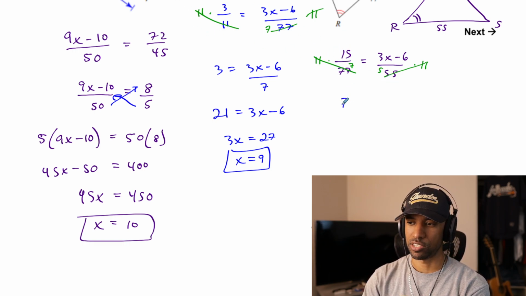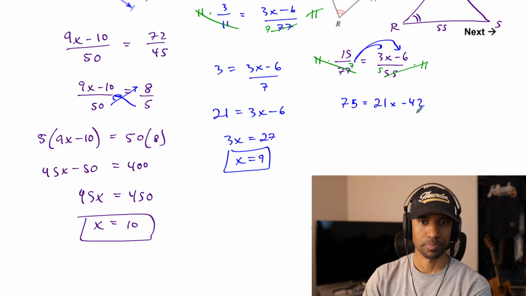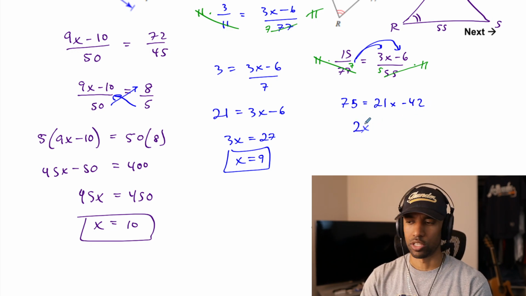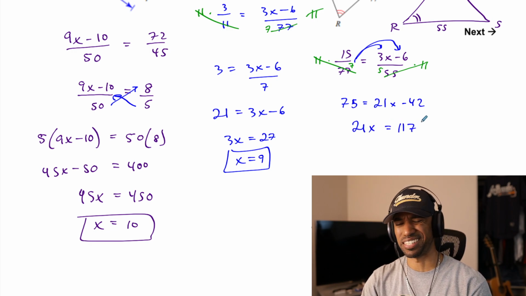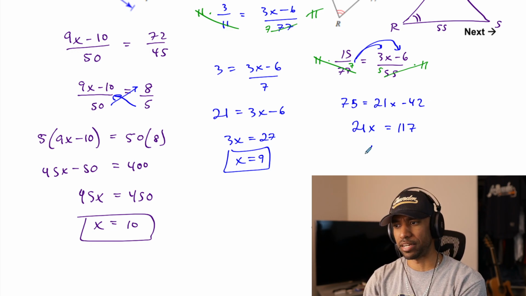5 times 15 is 75. And then 7 times 3x minus 6. Guys, we've got to distribute that. 7 times 3x, 7 times negative 6. I get 21x minus 42. Add 42 to both sides, you get 21x equals 117. Yeah, see, that's not a clean number there. So clearly it's not the way they intended to do the problem. But that's 117 over 21.